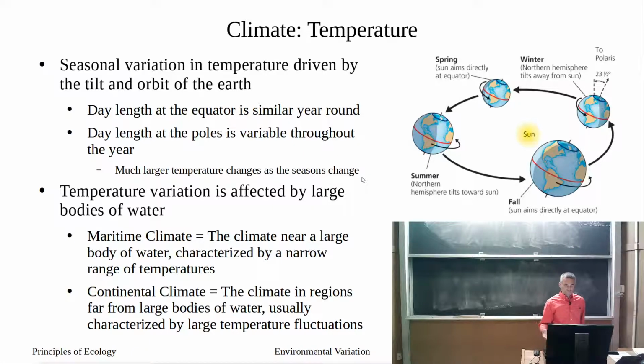Water bodies affect our temperature by modulating that variation. So we're not only talking about the magnitude of our temperatures, we're also talking about the variation in temperatures itself. In a maritime climate, we have a large body of water. That large body of water tends to regulate or modulate that temperature variation. So the diurnal change, the daily change from day to night, is going to be much, much smaller than if we had a continental climate.